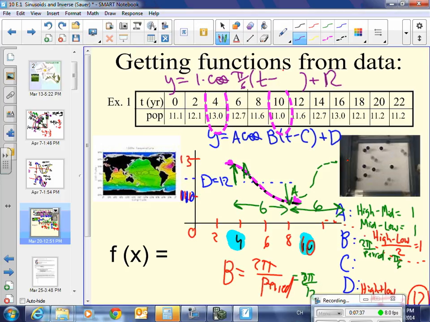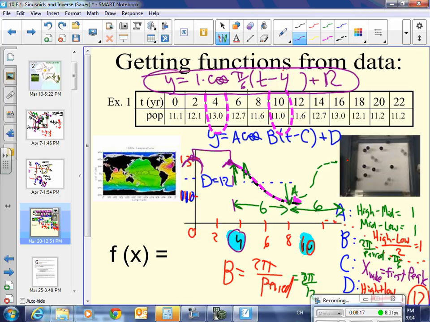The only thing I don't have is what this shift is. From the original, which was 0, to here, well, what is that? It's 4, isn't it? C is the x value of the first peak. P-E-A-K. And in this case, it's 4. And so this is what I think that formula is going to be. How many of you think that looks like a good formula? Healthy looking, looks good, right?